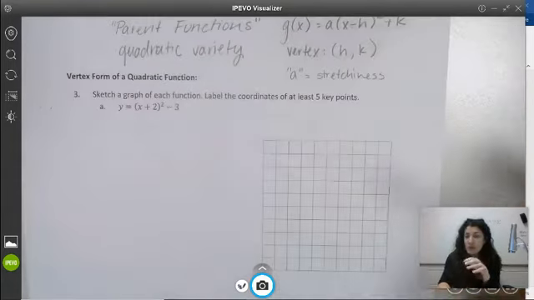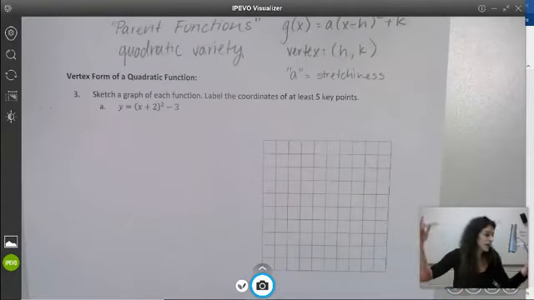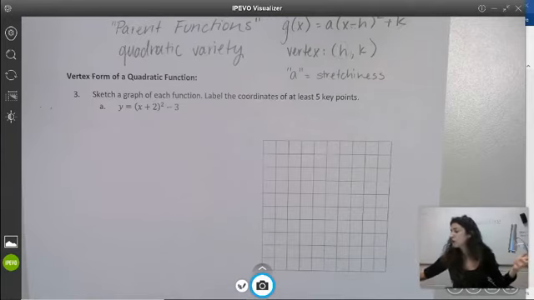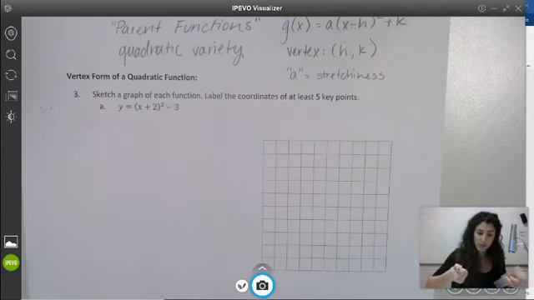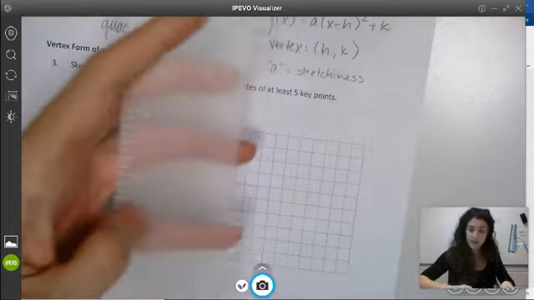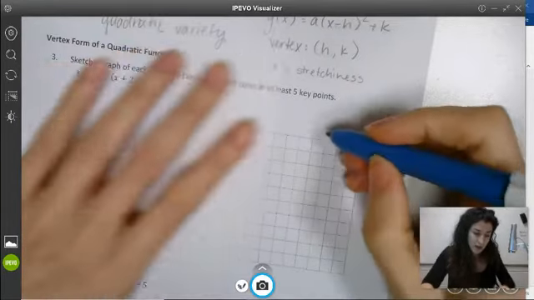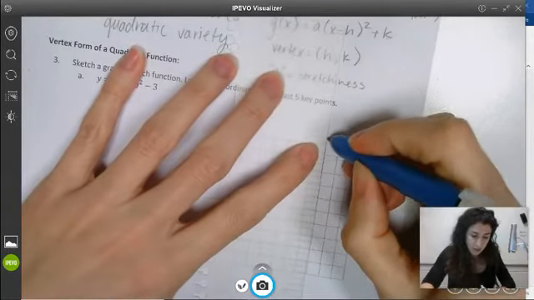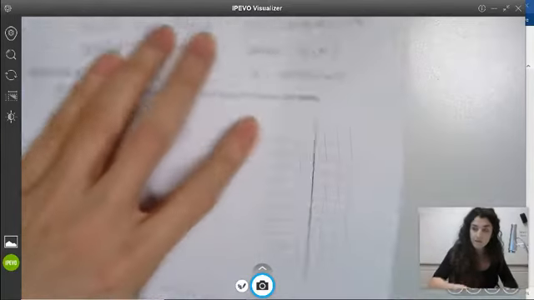Let's practice. We're going to sketch a graph of the function. You should always have a ruler and a pen with you when you're talking about graphing, so that way we can draw in things like our axes without having to worry about erasing stuff.